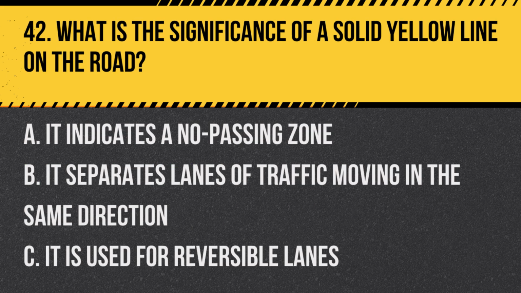Question 42. What is the significance of a solid yellow line on the road? A. It indicates a no passing zone. B. It separates lanes of traffic moving in the same direction. C. It is used for reversible lanes. Answer: A. It indicates a no passing zone. A solid yellow line on the road usually signifies that passing is not allowed from that side of the road.